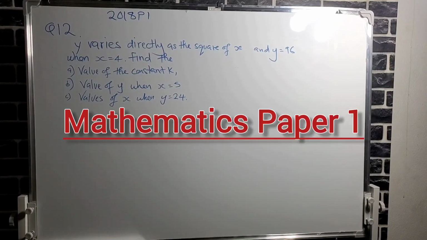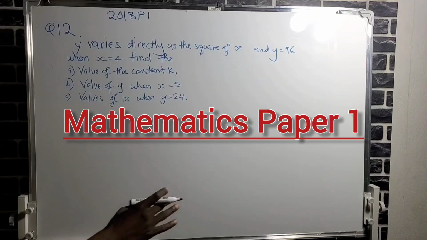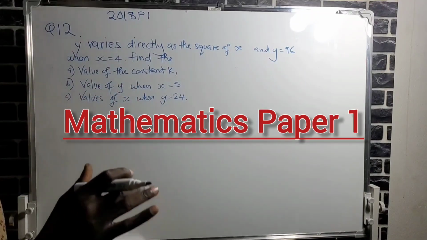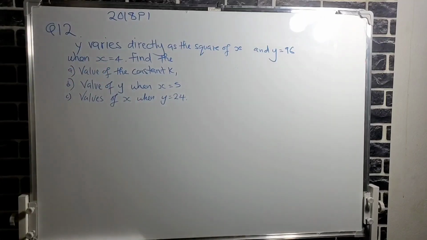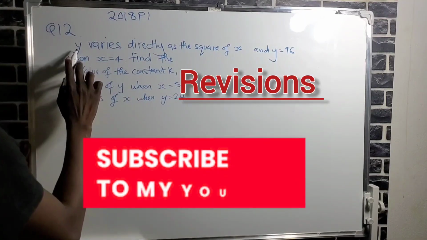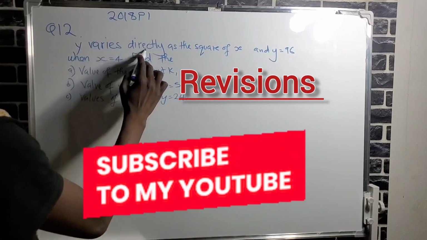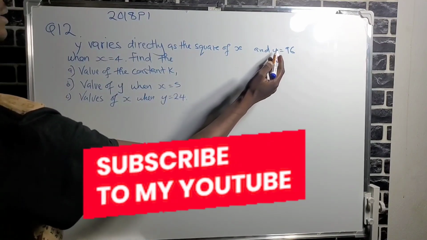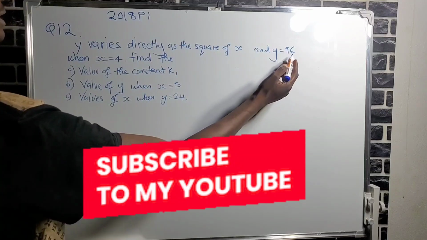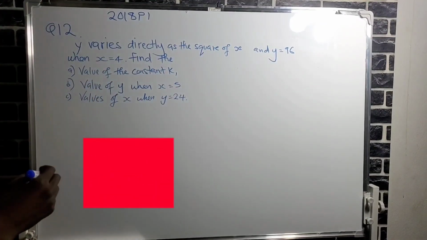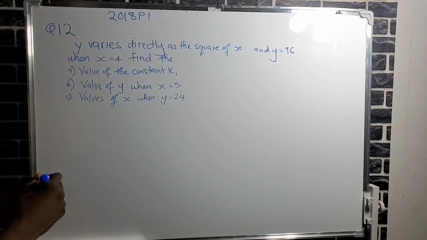Alright guys, we are in question 12 of 2018 paper 1. This is variation, and variation in the exam is 4 marks. So the question reads, y varies directly as the square of x and y is 96 when x is 4. Find the value of the constant k.